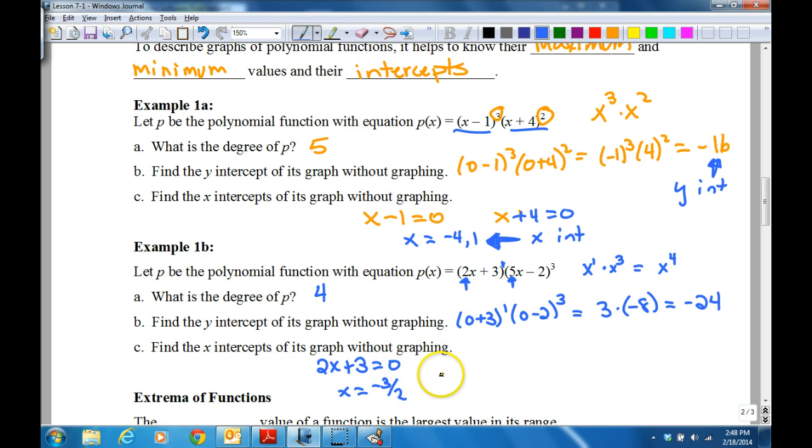Ariane, you have a question? 2 times 0 is 0, right? 5 times 0 is 0. That's what happens to them. They zero out. You don't need to worry about the next one for this one again. This is where it's going to cross the x-axis.